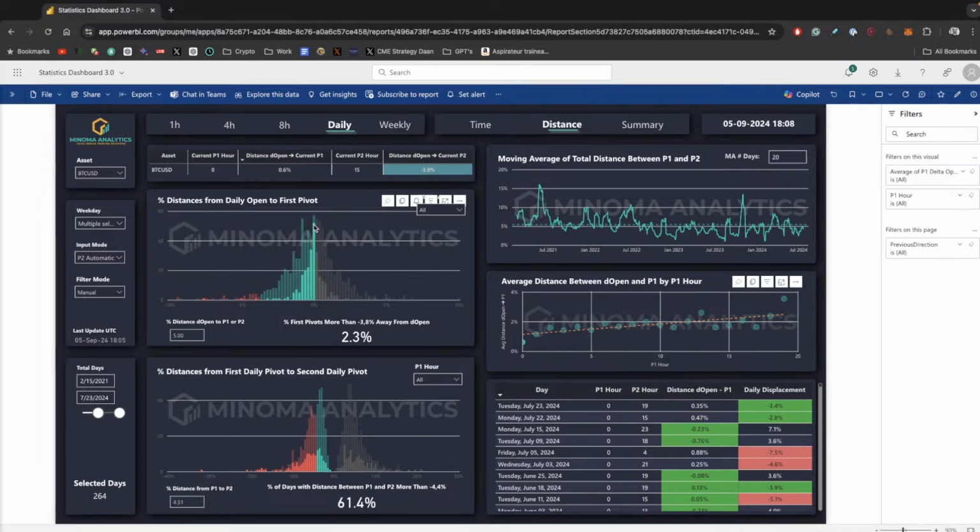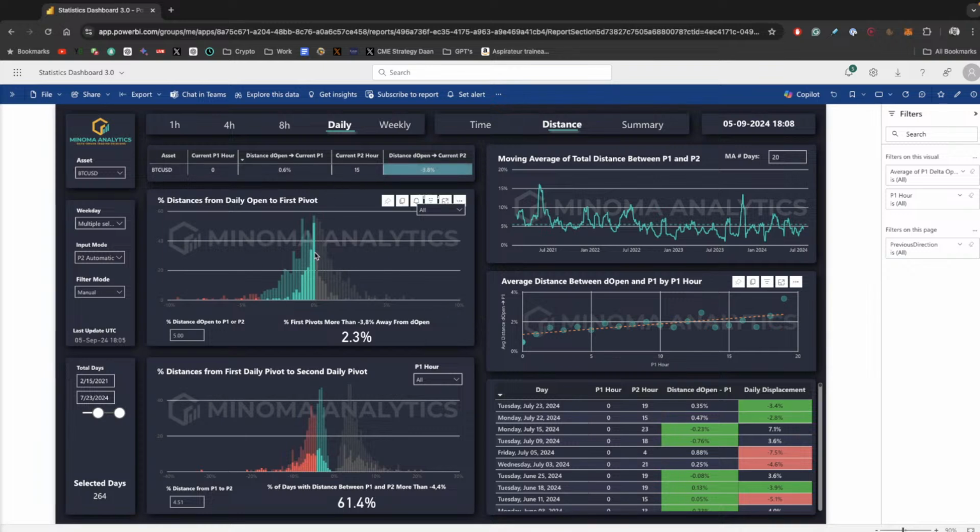Almost all the bars here, and more than half of the bars here, indicate that P1 was put in pretty much at daily open. Almost all those bars come from hour 0. So not only do they happen the most, they also happen closest to daily open when P1 gets put in at hour 0. So that has a massive effect on the statistics.